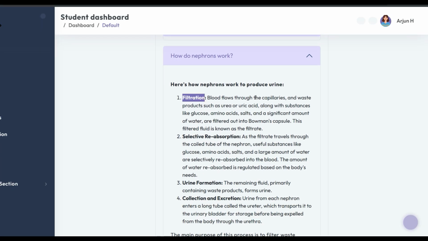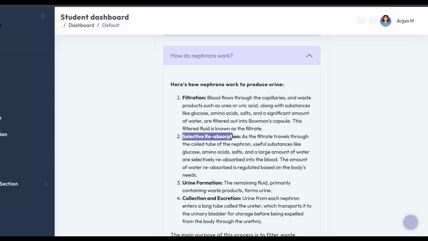Filtration. Blood flows through the capillaries and waste products such as urea or uric acid, along with substances like glucose, amino acids, salt and a significant amount of water, are filtered out into Bowman's capsule. Right? You can see that quite a few things that are needed also are removed. This filtered fluid is known as filtrate.